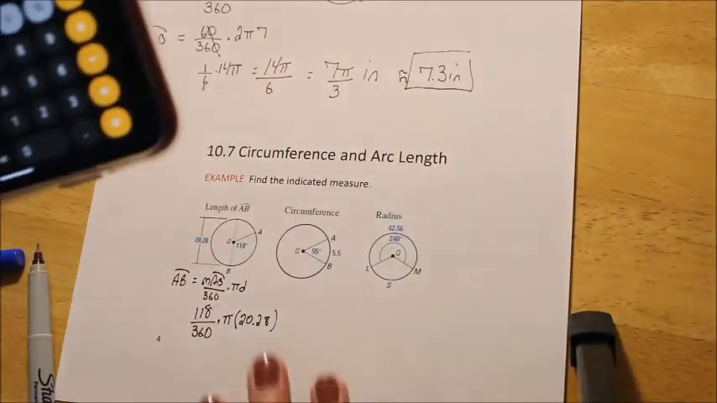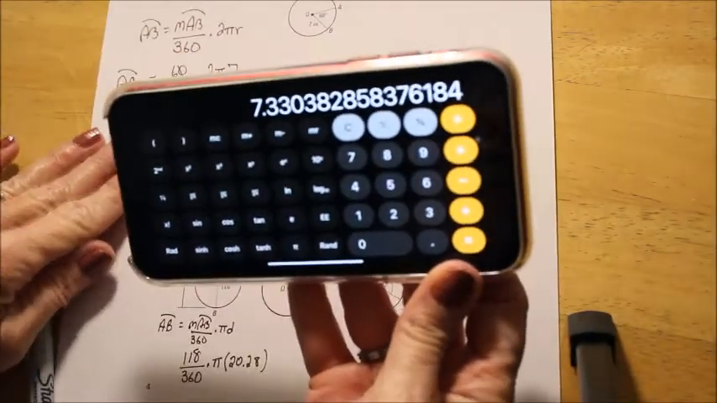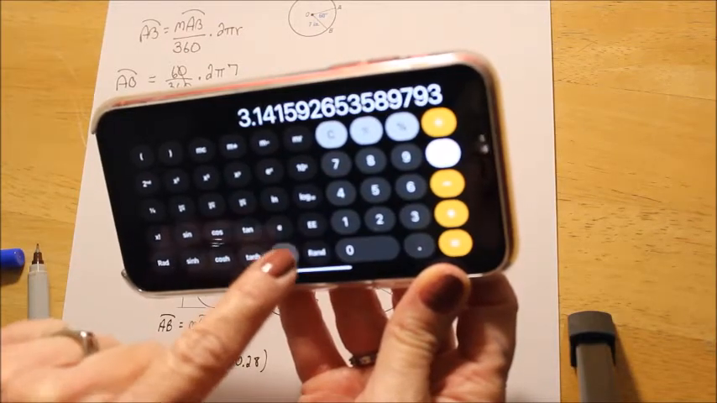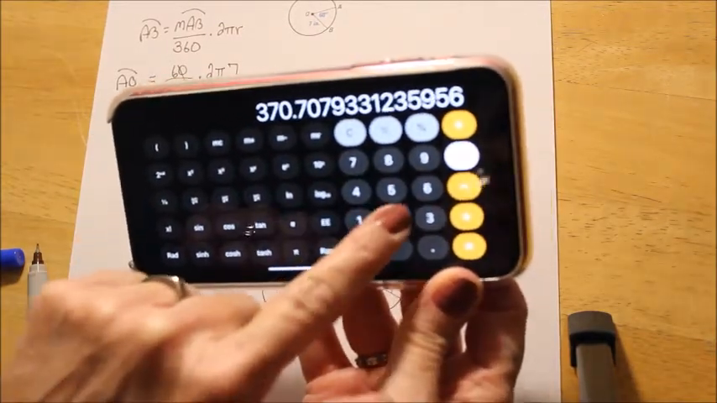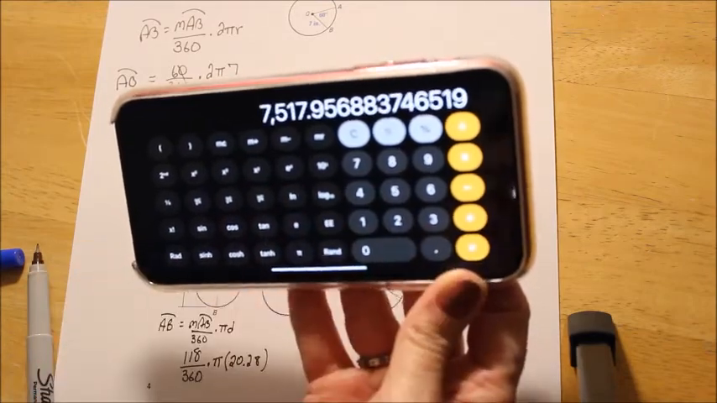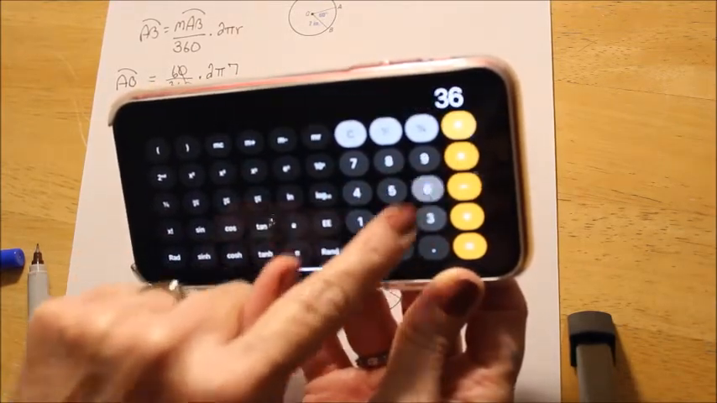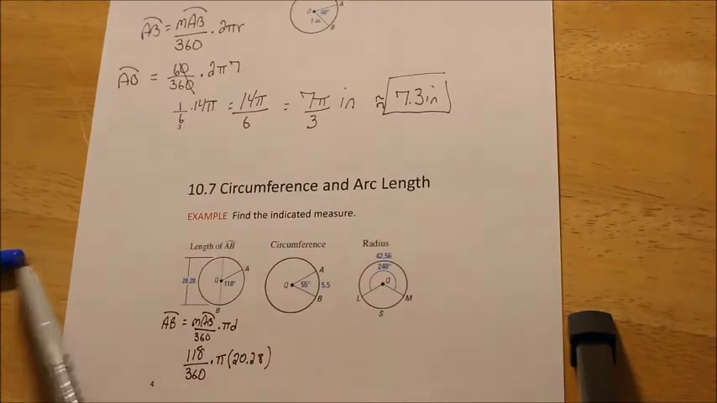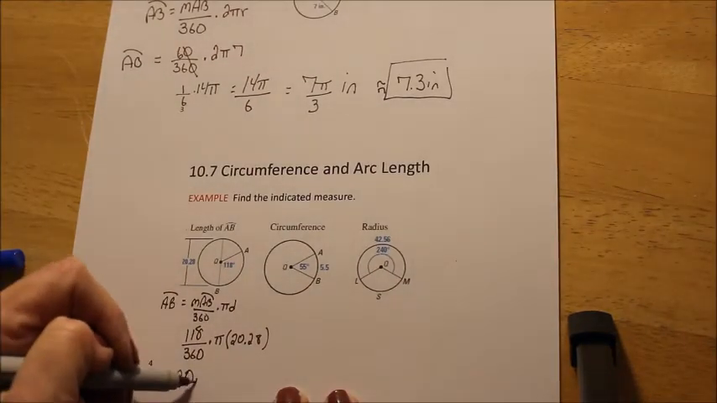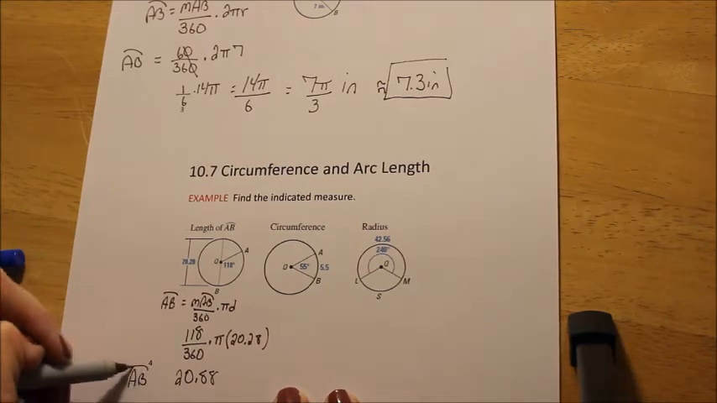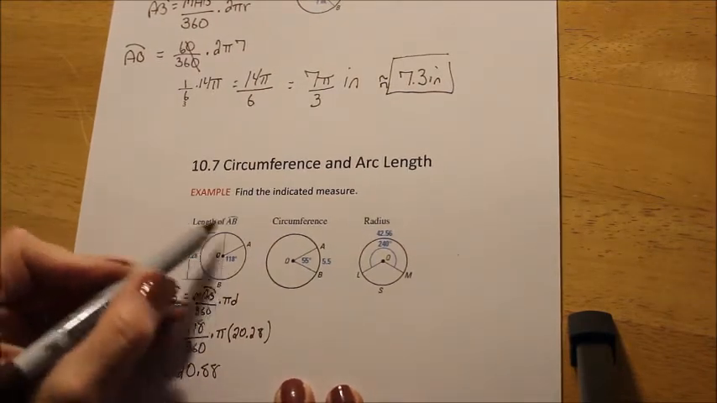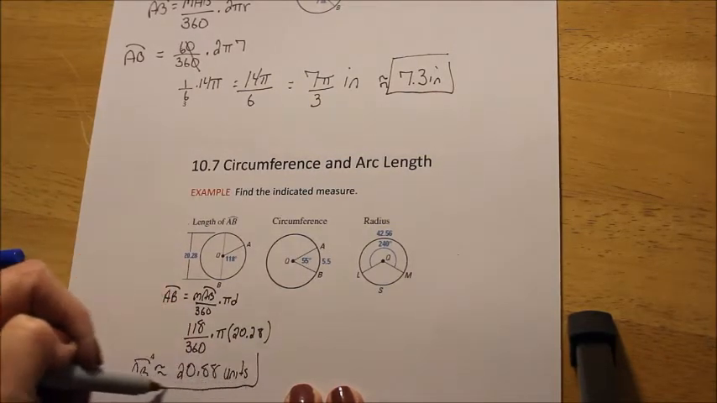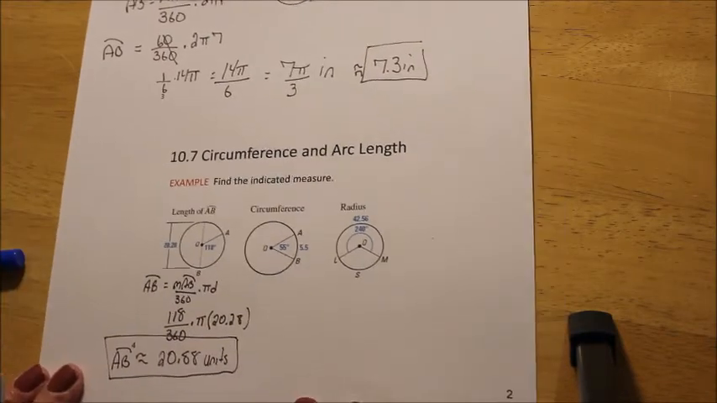If you want to reduce before you do all of that, that is fine. I'm just going to go ahead and punch it on in here. So I'm going to say 118 times pi times 20.28, and then I'm going to divide that by 360. And I get about 20.88. So that's going to be the length of AB. It's 20.88, and they don't give me any units on that, so it would just be units, I guess. They don't say feet or inches or anything like that.